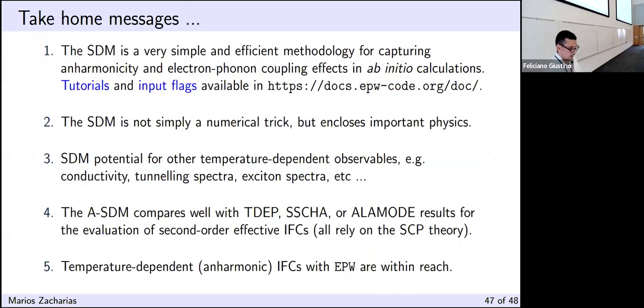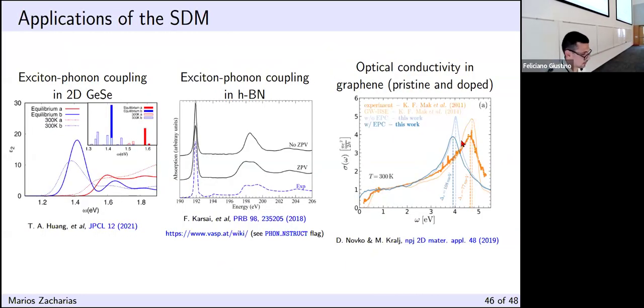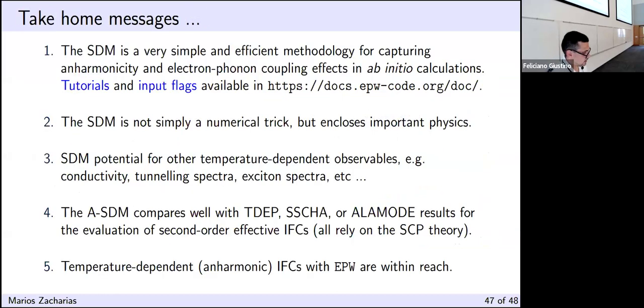So another point that I want to say before going to the conclusions is that the methodology can be applied on pristine and doped systems. So it's agnostic whether you have doping or no doping, right? So take-home messages. The special displacement method is a very simple and efficient methodology for capturing both anharmonicity and electron-phonon coupling in ab initio calculations.